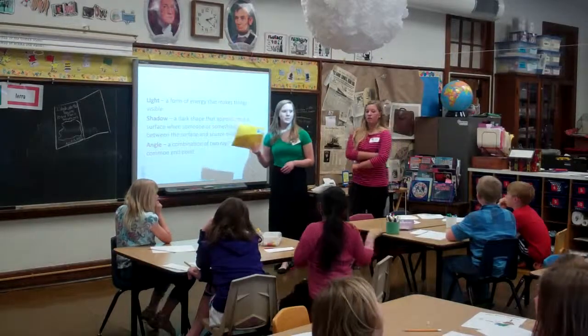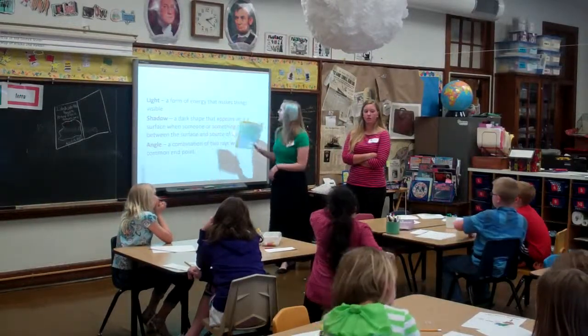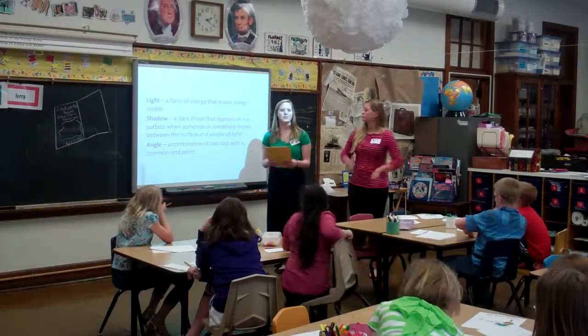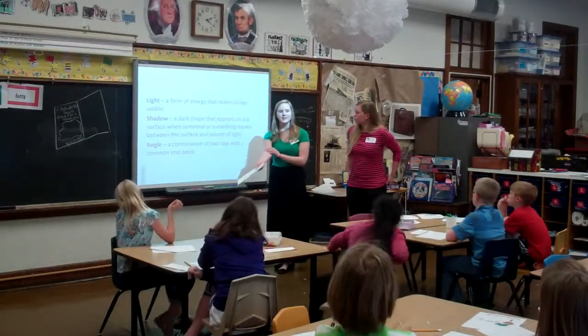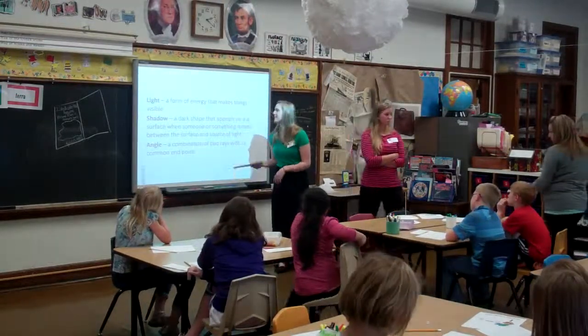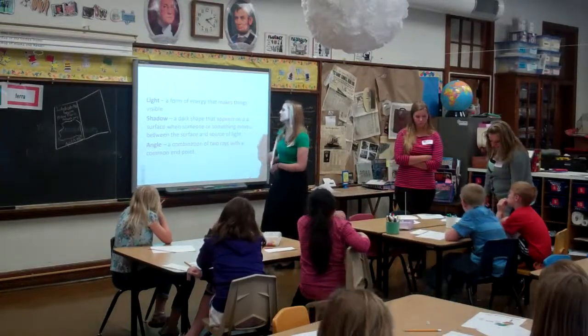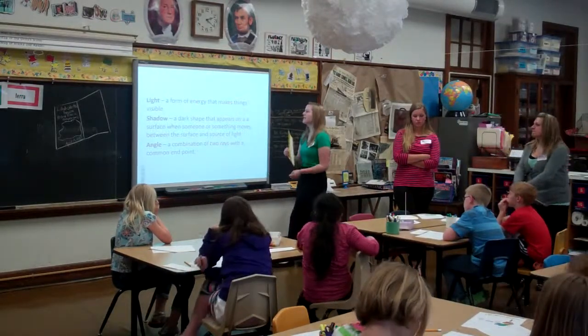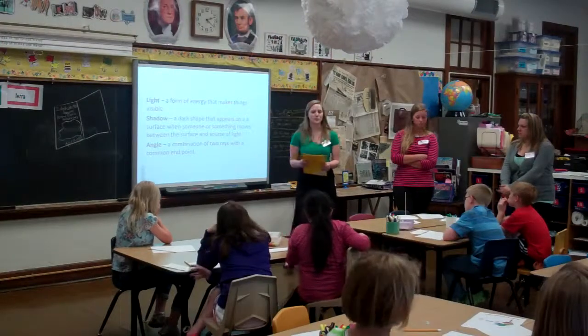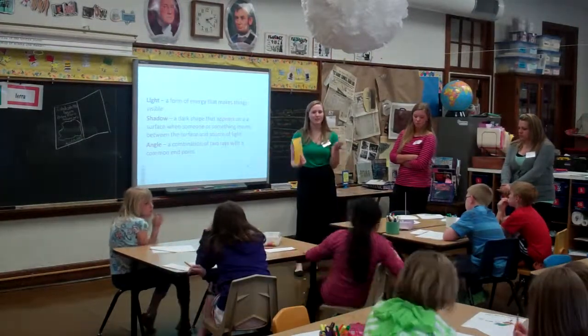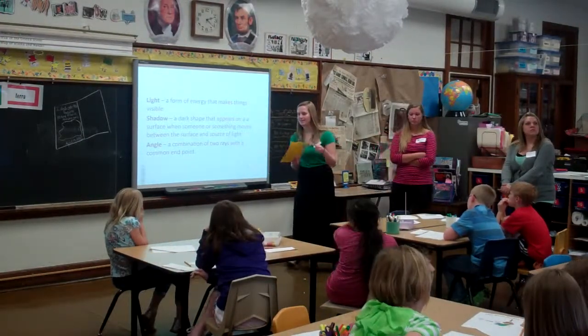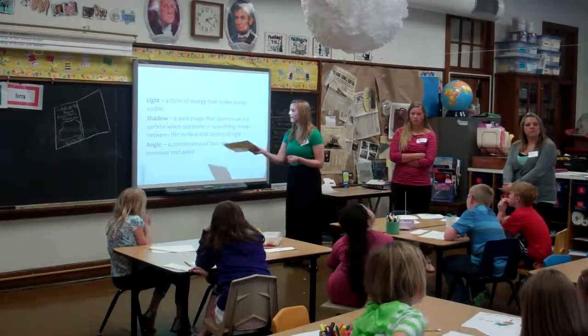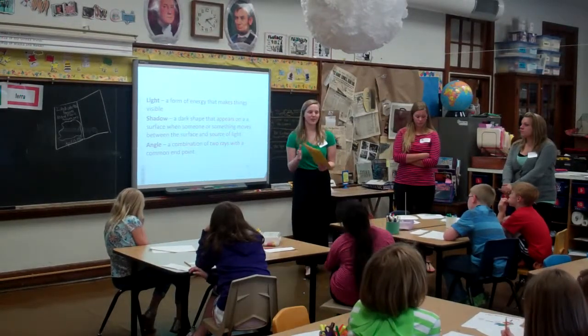So light is a form of energy. I heard that from a couple of tables. It makes things visible. So whenever the light was cast on your skin or on the table, that's how we're able to see it. A shadow is a dark shape that appears on a surface when someone or something moves between the surface and the source of light, such as your Play-Doh sculpture that we were casting the light on during our experiment. Oh, and we didn't talk about angles, so you don't need to worry about that.